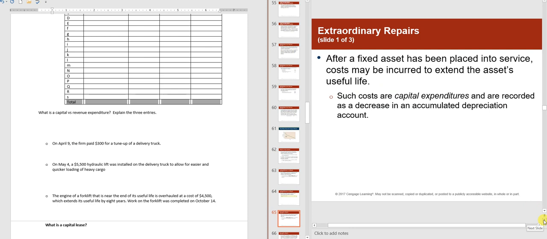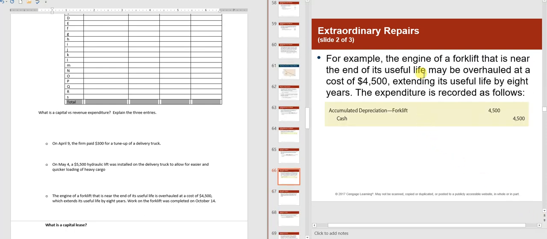So capital expenditures can either, there are two things. They can significantly increase the asset's value or significantly increase its useful life. So if it increases its useful life, you want to debit accumulated depreciation. So an engine of a forklift is near the end of its life and it's overhauled. So in this case, I debit accumulated depreciation. Notice accumulated depreciation is a contra asset, so its normal balance is credit. However, when I debit it, I'm in essence getting some of that life back.